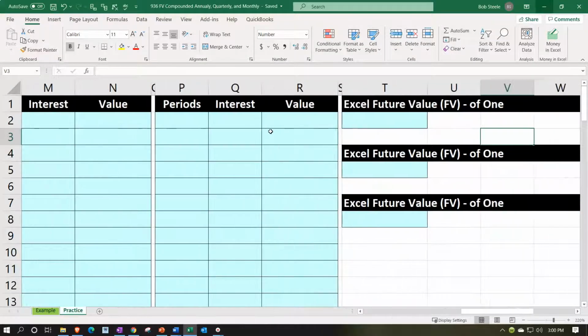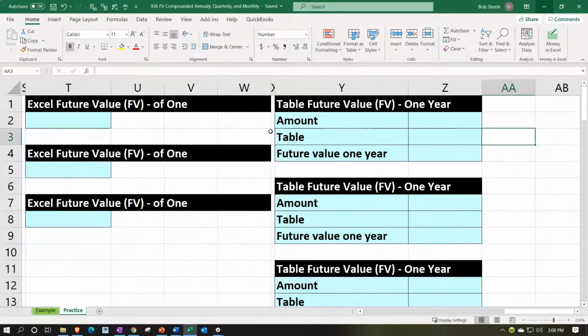And then we'll see how it will change in terms of putting it into an Excel formula. And then we'll see how it will change in terms of creating the same calculation with the use of tables, ending it off with the table time.